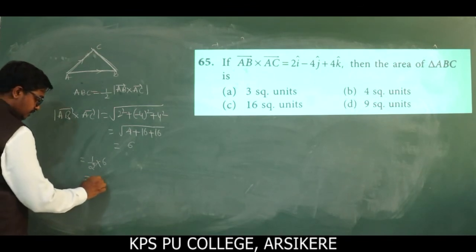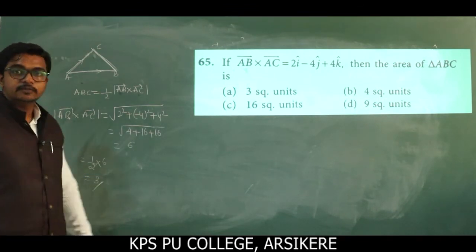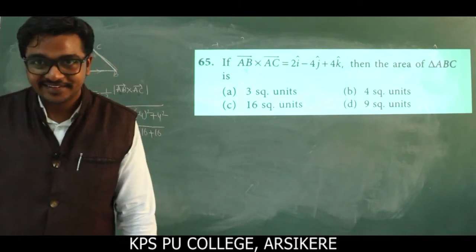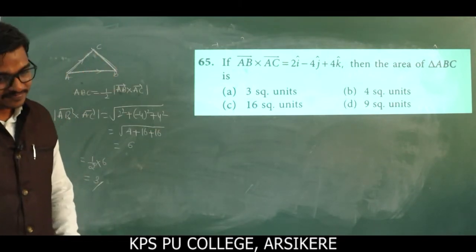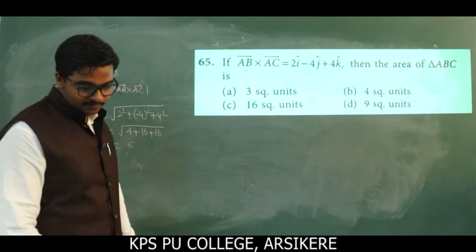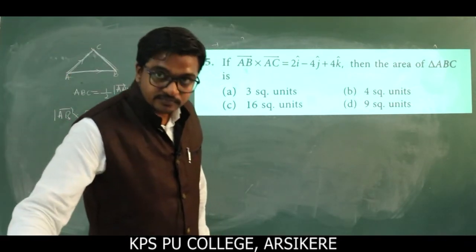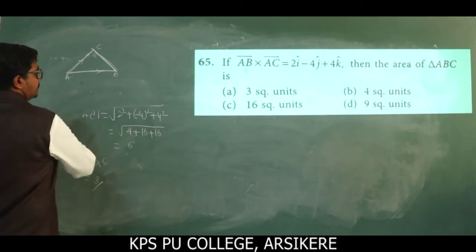We are left with 3. So the area of the triangle is 3 square units. Understood, children? This option A is the right answer. Take a pause and note down. Next question.